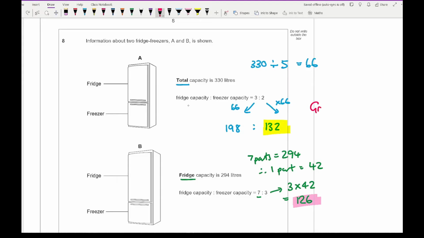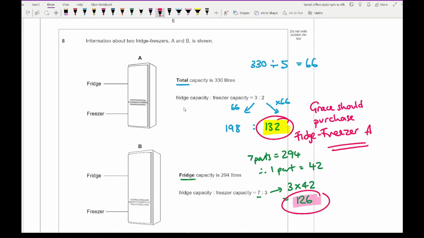So Grace should purchase or buy fridge freezer A. And it's always important that you do state which one she should buy, because that was the question, and we just had to show her working out, which is 132 and 126.